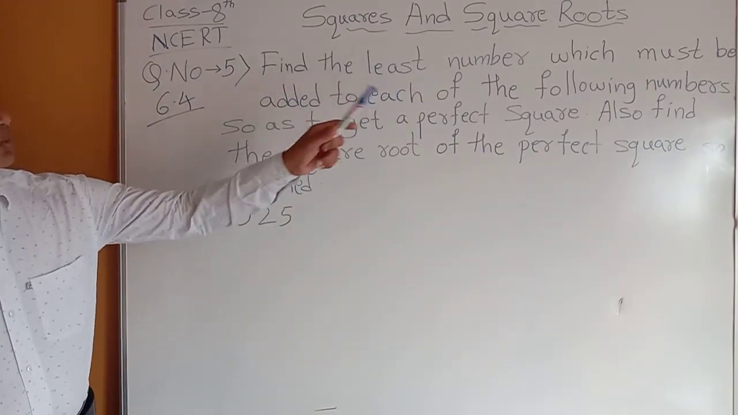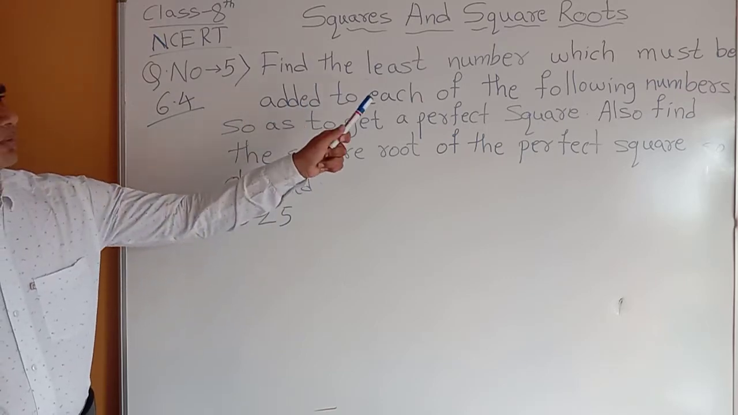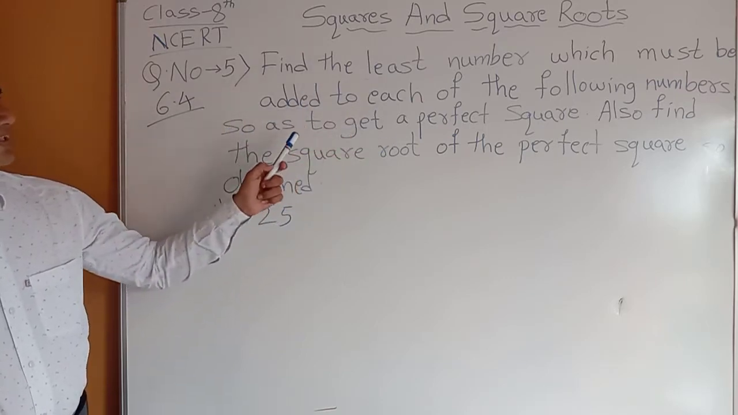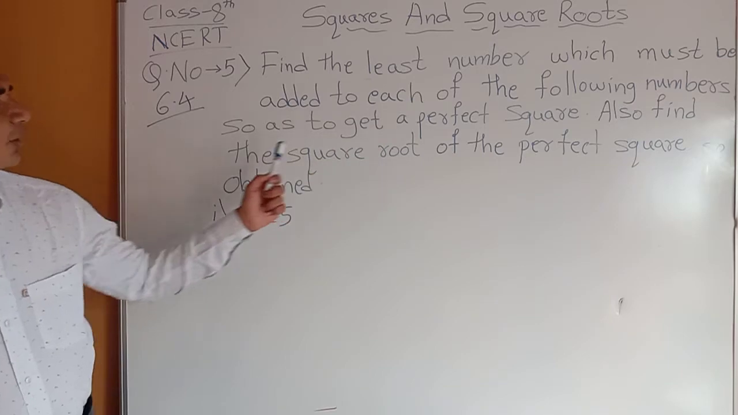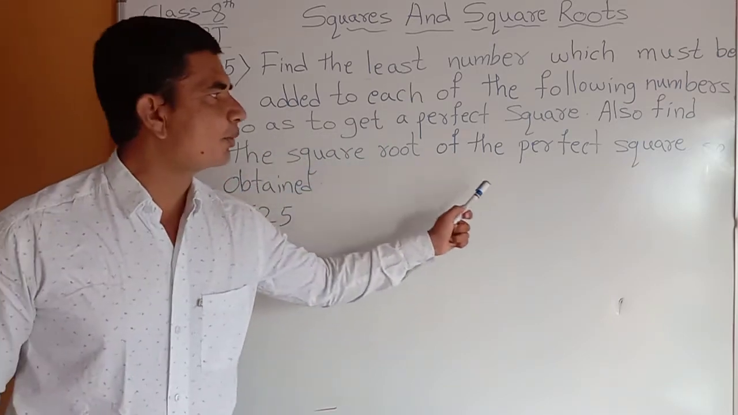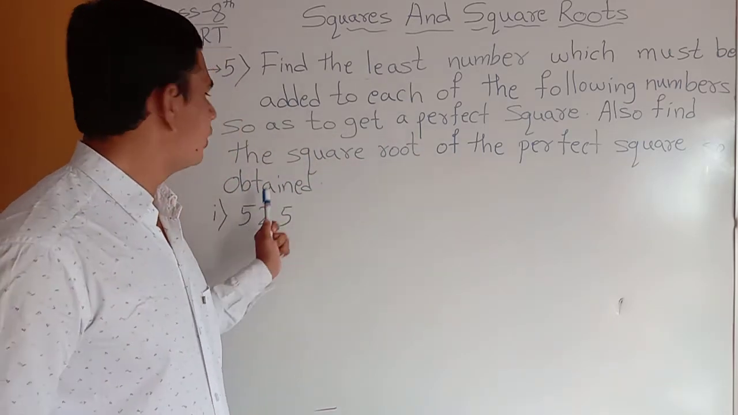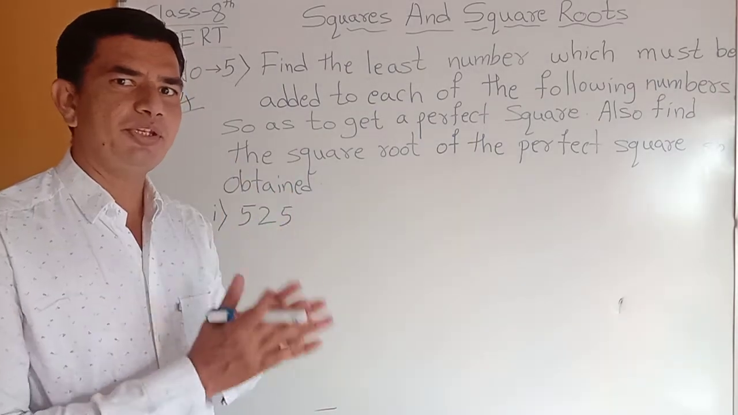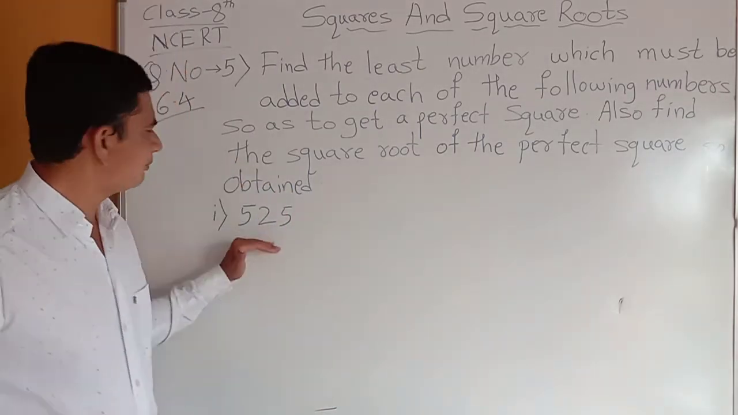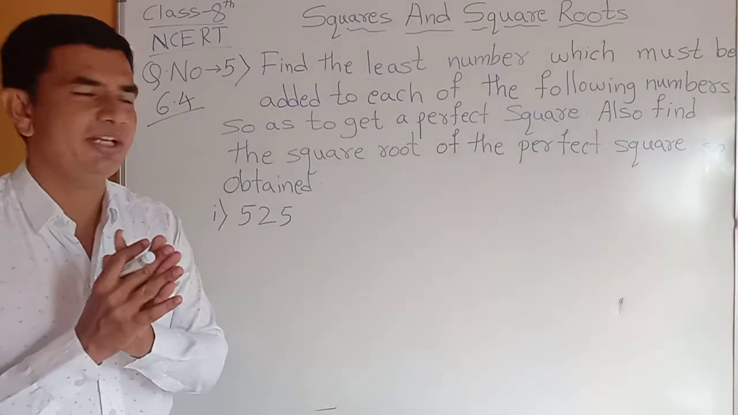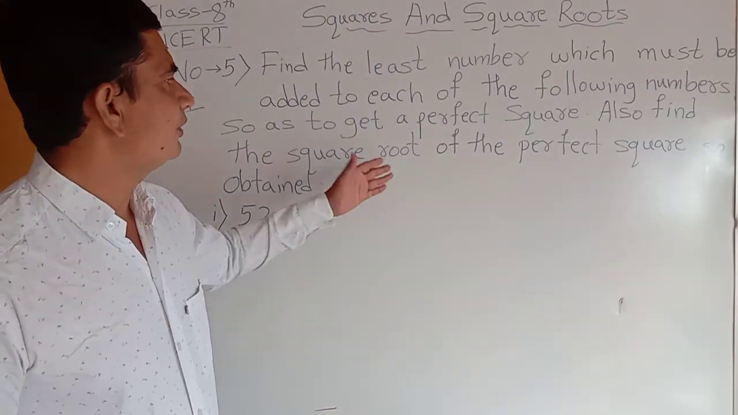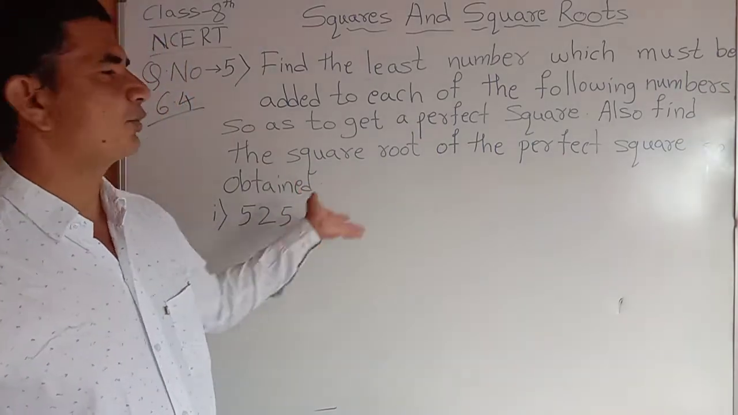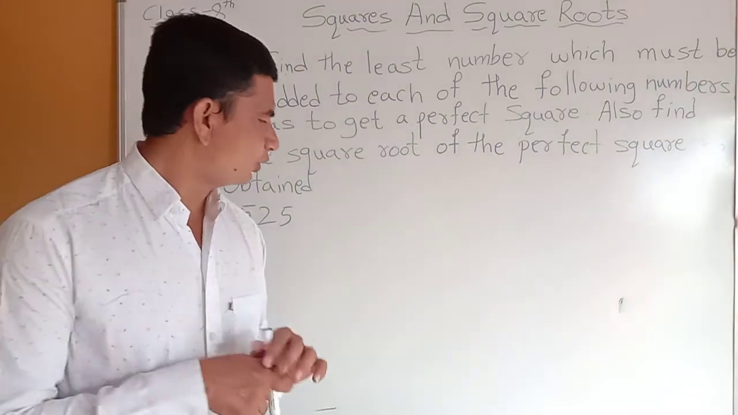Find the least number which must be added to each of the following numbers so as to get a perfect square. Also find the square root of the perfect square. So first we have to obtain the number which would be added to this number so that we should get the perfect square. After that we have to find the square root of that number. Okay friends? Let us see here.